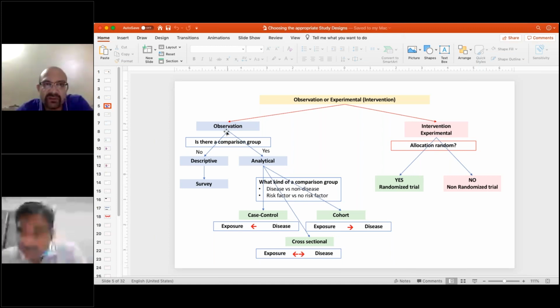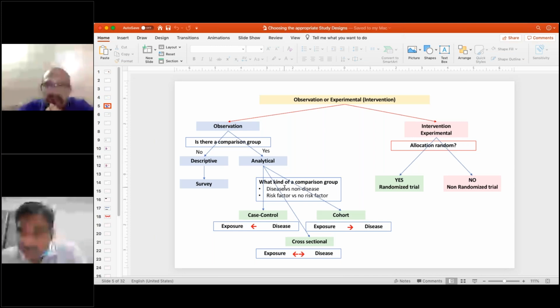Coming back to an observational study design, the first question to answer is, is there a comparison group? Supposing there is no comparison group, this is where we are. If there is no comparison group, then it becomes a descriptive study, and an example of a descriptive study would be a survey. However, if a comparison group is present, then it becomes an analytical study, and here we would be doing a comparison.